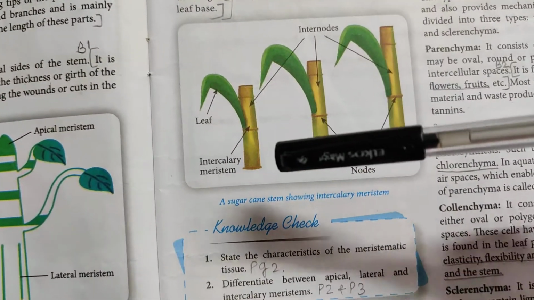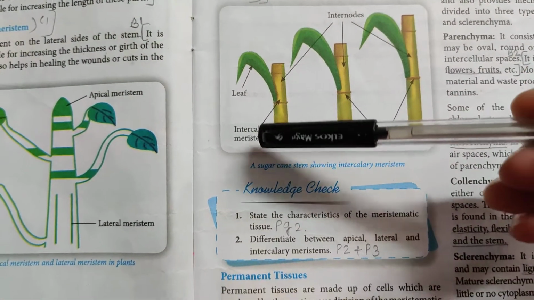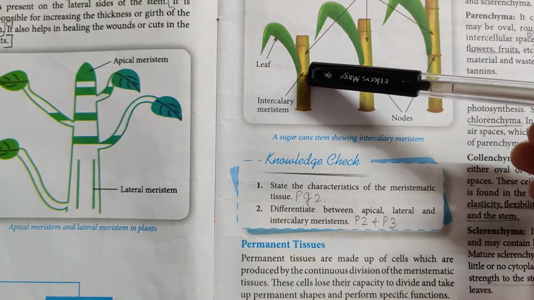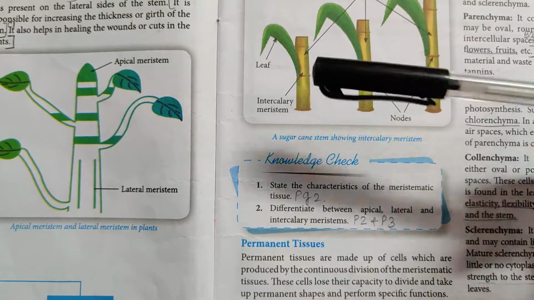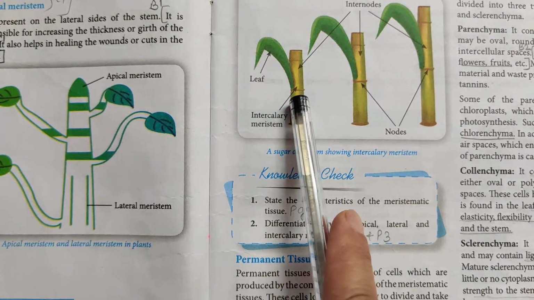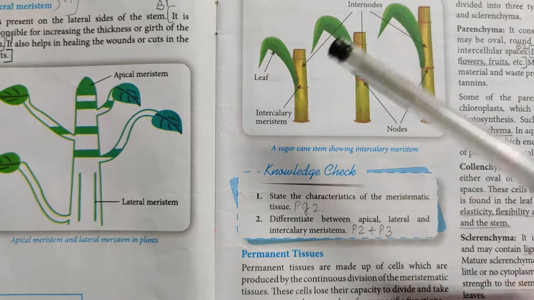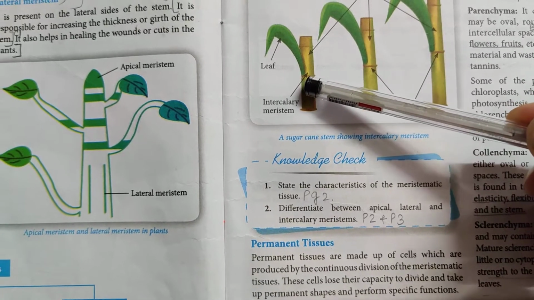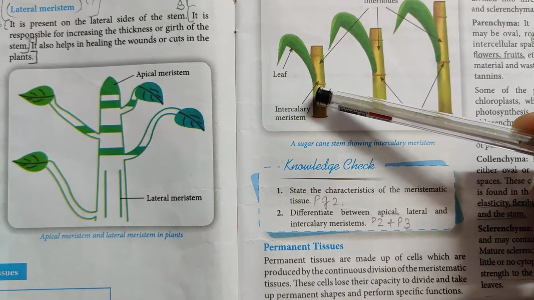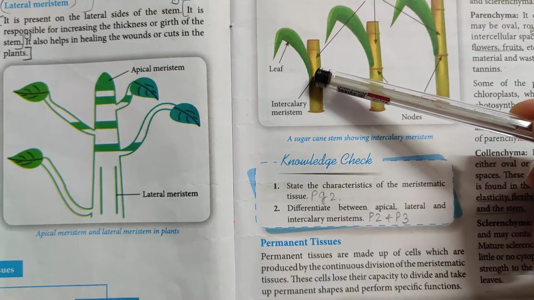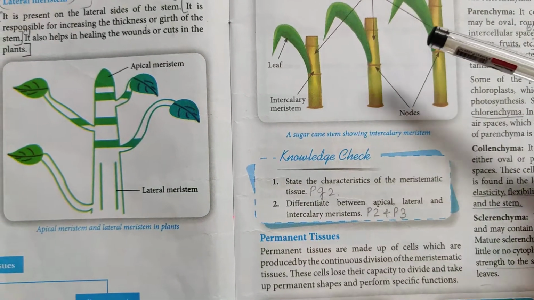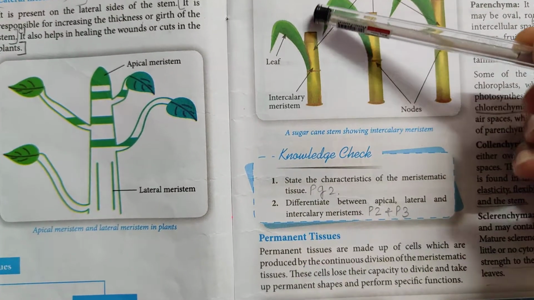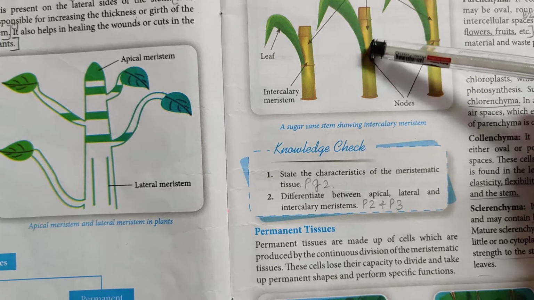Now we come to intercalary meristem. Intercalary meristem is basically found at the base of the leaves, just above or below the nodes. Node is the region from where a leaf arises on the stem. So intercalary meristem is present either just above the node or just below the node. Typically in plants such as bamboo, sugarcane and grasses. The work of intercalary meristem is to help in the longitudinal growth of the plant at the internode.